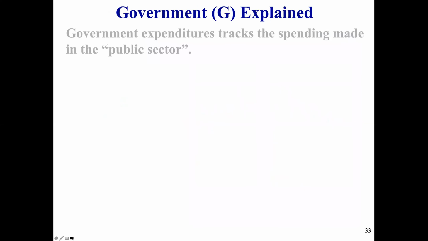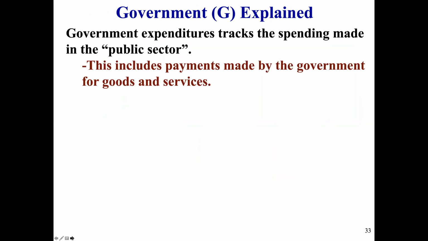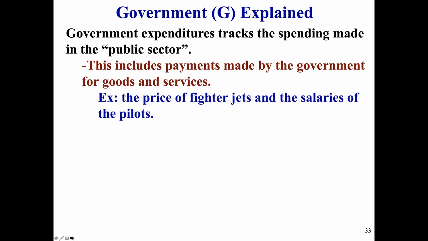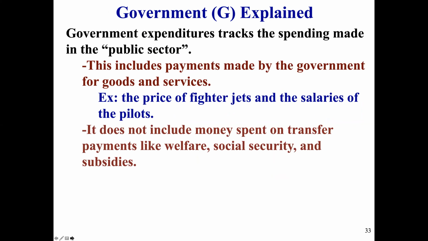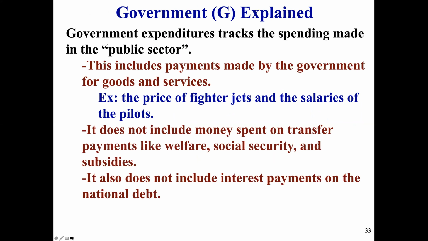Let's talk a little bit more about government. So government expenditures track the spending made by the public sector. Like I said, that includes payments for goods and services, like the price of fighter jets or the salaries of pilots. It doesn't include welfare, Social Security, or subsidies that the government pays. It doesn't include interest paid on the national debt.